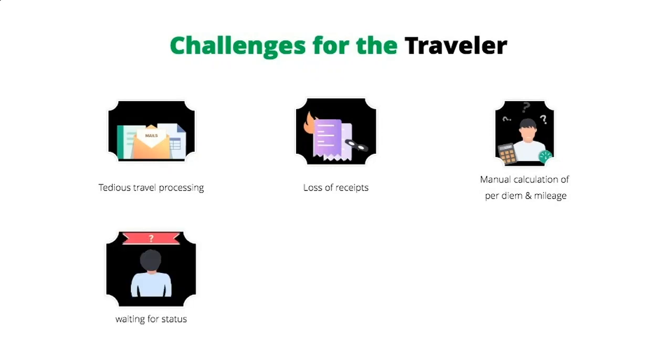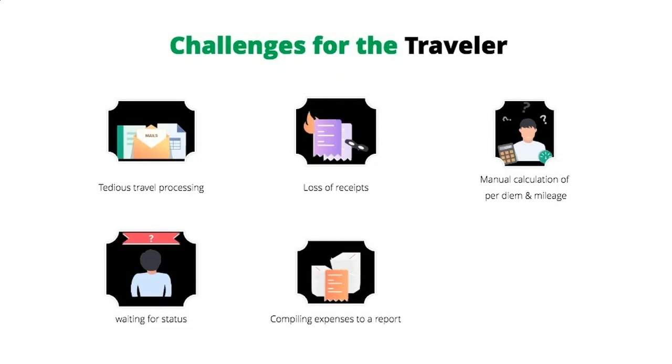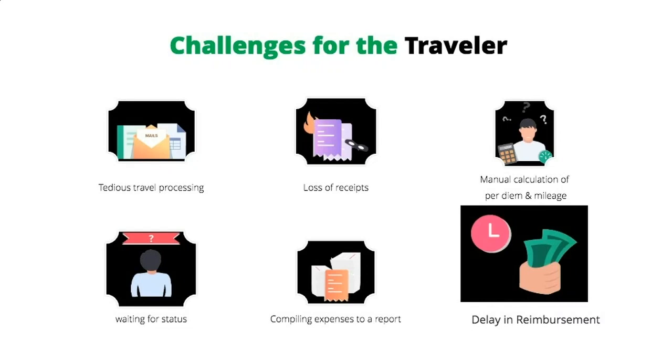And waiting for the status. So let's say you complete all the process, submit it. You won't know when this would get approved or when you would get the reimbursement. The status update is something which would be difficult again. And compiling all the expenses together in a single expense report, you'd have to manually add all the details in an Excel sheet, or adding them manually and then submitting them. And yeah, delay in reimbursement as well, like we said. So there won't be any status updates. So obviously a delay in the reimbursement is expected.